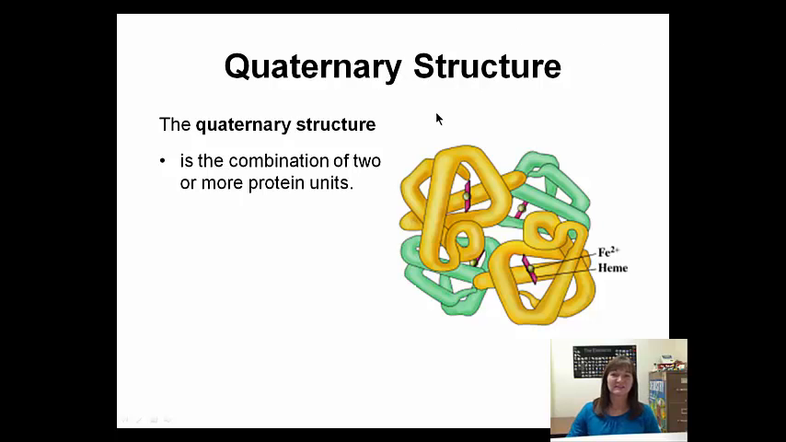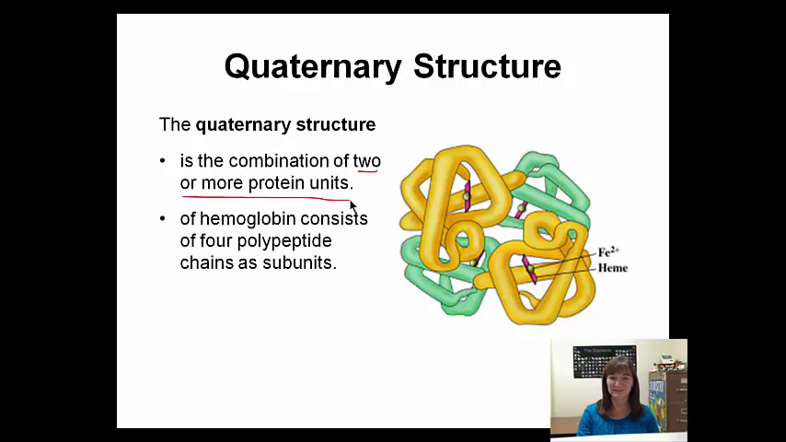Okay, so the quaternary structure. It is the combination of two or more protein units. So sometimes you'll have one protein that has collapsed into its tertiary structure and another protein that has collapsed into a tertiary structure, and then those two or more proteins will hang out together, and they'll also be attracted to each other by the same R group interactions that hold the tertiary structure together. The giveaway that they're talking about the quaternary structure is the two or more protein units. It's almost always going to say that in the definition of the quaternary structure.